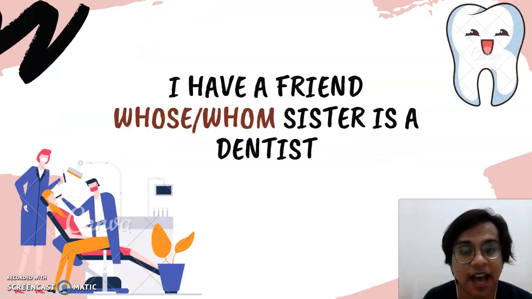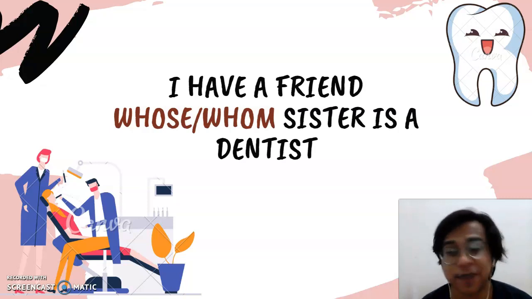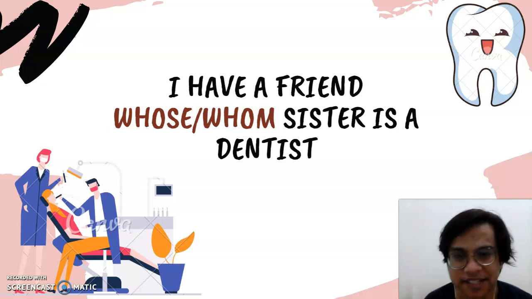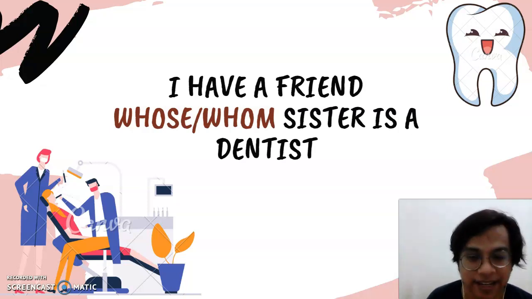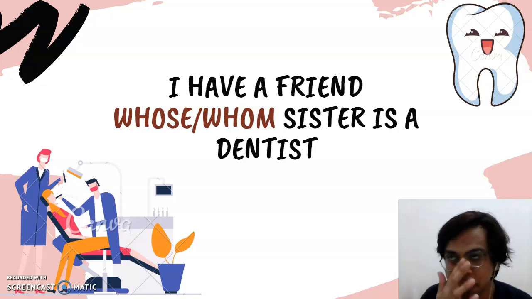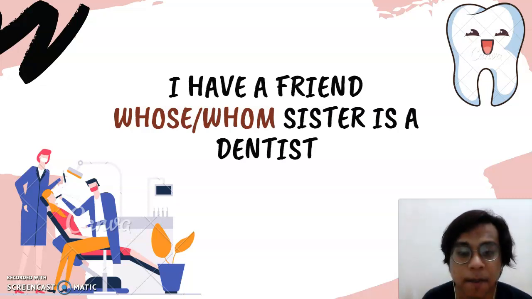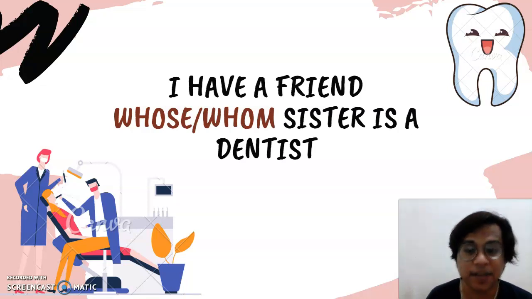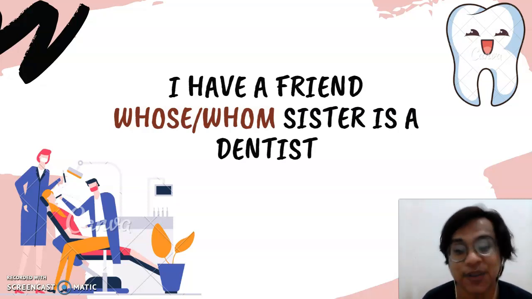The next one is, I have a friend, and the options are whose or whom, sister is a dentist. If you understand the explanation, you can answer this exercise directly. The correct answer is whose, because we talk about someone's belonging, about the possessive pronoun. It is, I have a friend whose sister is a dentist. So the correct answer is whose.